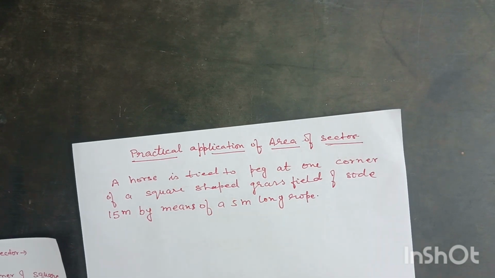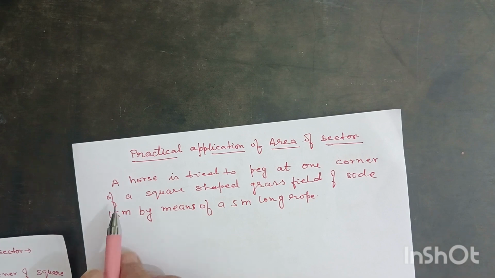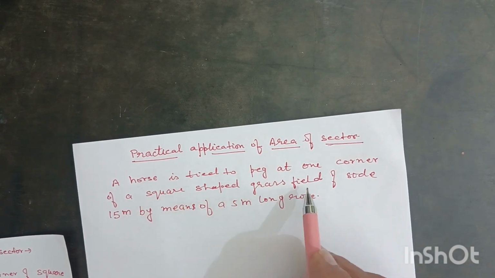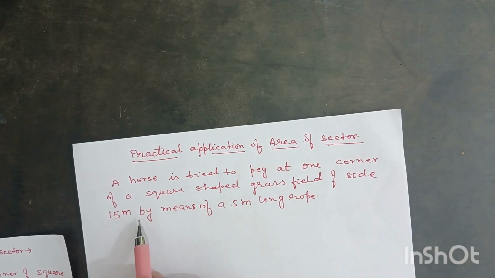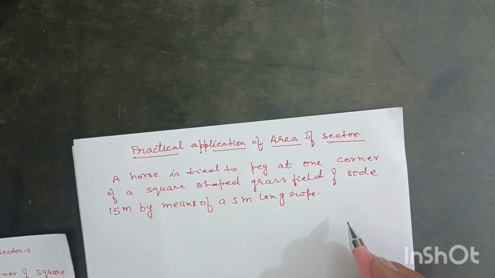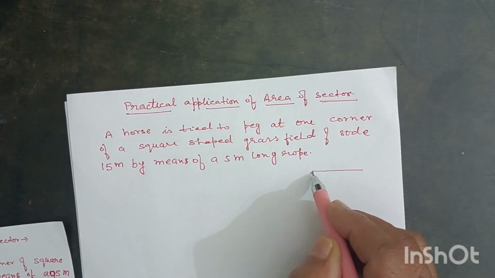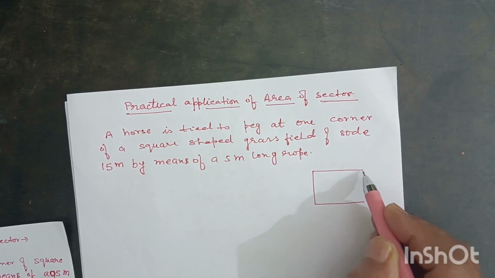I repeat my question. A horse is tied to peg at one corner of a square shaped grass field of side 15 meter by means of a 5 meter long rope. Now, this is the square field.